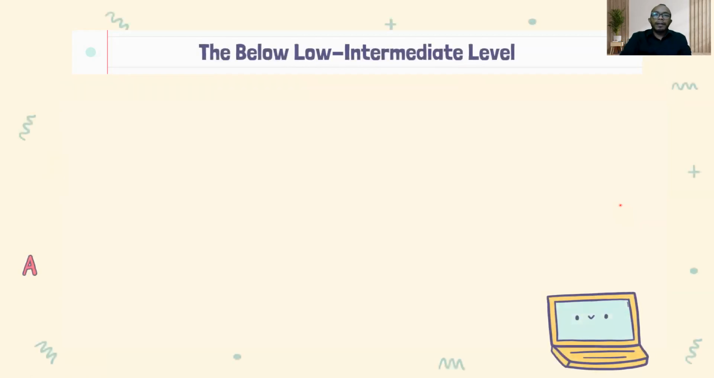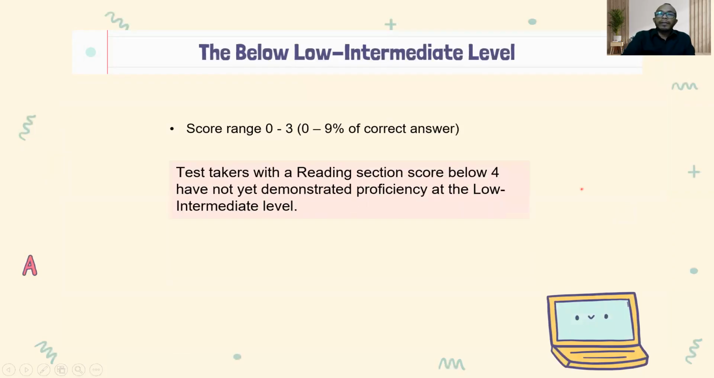And the lowest level will be the below low intermediate level. And this is for those whose score is 0 to 3. And this simply means that the test takers have not demonstrated proficiency at the low intermediate level.